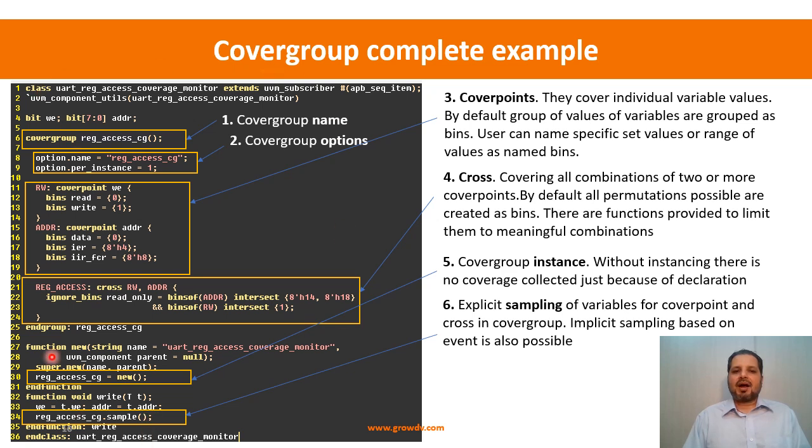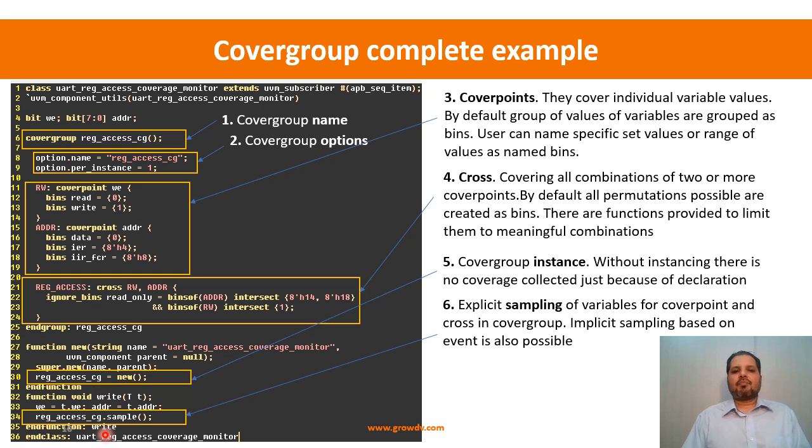As part of this overall subscriber, whenever the monitor has detected an access, it's going to invoke this write function, and it gives a transaction of the type APB sequence item, and in that transaction we have the fields WE and address. I assign those fields to my local properties, because from those local properties I feed the covergroup, and I call that covergroup's dot sample. Whenever I call sample, it looks into the values of these variables and updates all the counters belonging to these coverpoints and the cross.